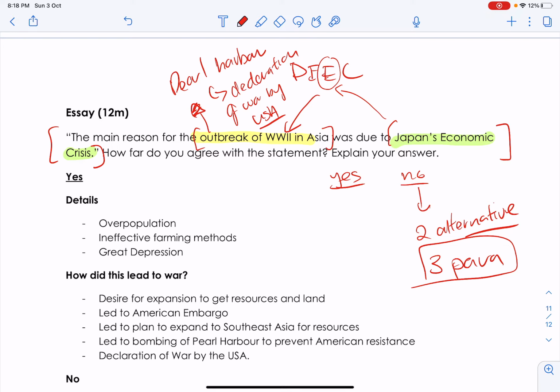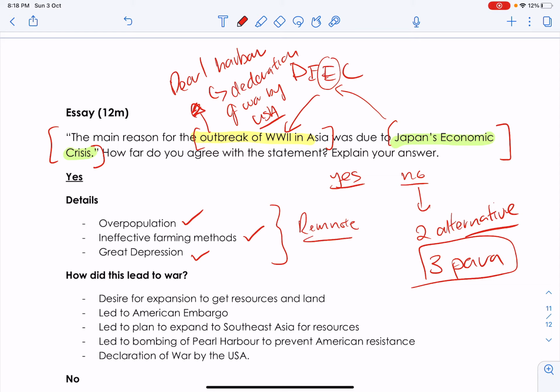So for example, let's look at my yes, okay? I will put overpopulation. Economic crisis was due to my different details: overpopulation, ineffective farming methods, and the Great Depression. Then you elaborate a bit more about each point. Where do you find the details here? Again, you can find it inside my wrap note. Okay, all the details are there.